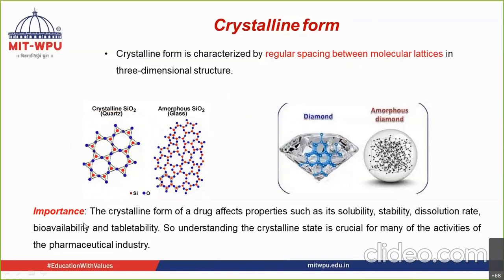Now, what is the importance of this crystalline form? Why should we study the crystalline form? Because the crystalline form of a drug affects many properties. It affects the solubility, the stability, and also the dissolution. Once you say dissolution, it means it affects the viability and also the stability property of the drug. So all these things are affected by the crystalline form.